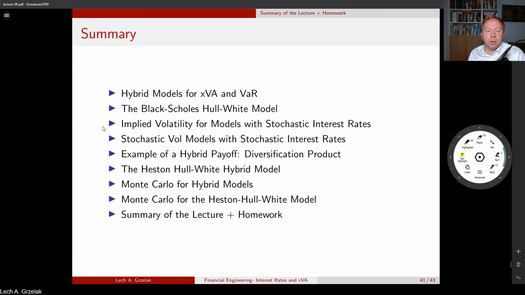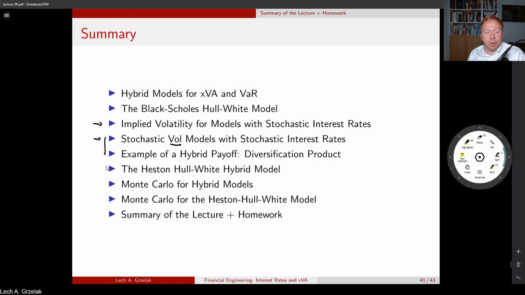For Black-Scholes-Hull-White, we also discussed the concept of implied volatilities in the context of stochastic interest rates, so how to calculate the Black-Scholes implied volatility if we have stochastic interest rates. And then we moved to the extension of those hybrid models with stochastic volatility, or let's say we extended stochastic volatility with stochastic interest rates. And then I gave you a little bit of motivation for using hybrid models, not only in the context of XVA or VaR calculations, but also in terms of pricing of hybrid payoffs. A hybrid payoff is one which involves multiple asset classes in one payoff evaluation.